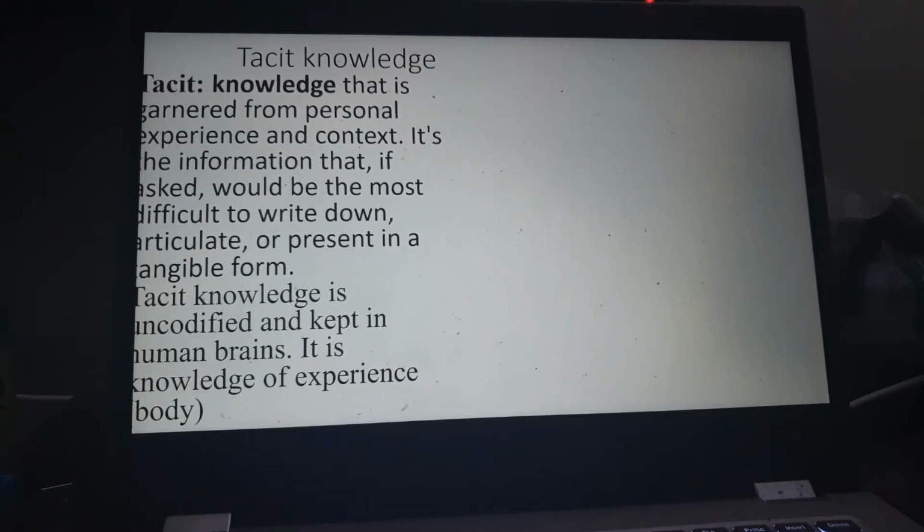Then we have what we call tacit knowledge. This is knowledge that is garnered from personal experience and context. It is the information that, if asked, would be the most difficult to write down, articulate, or present in a tangible form. Tacit knowledge is uncodified and kept in human brains. It is knowledge of experience and body.